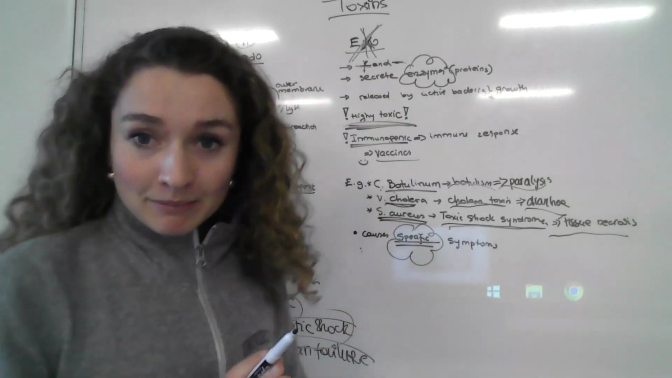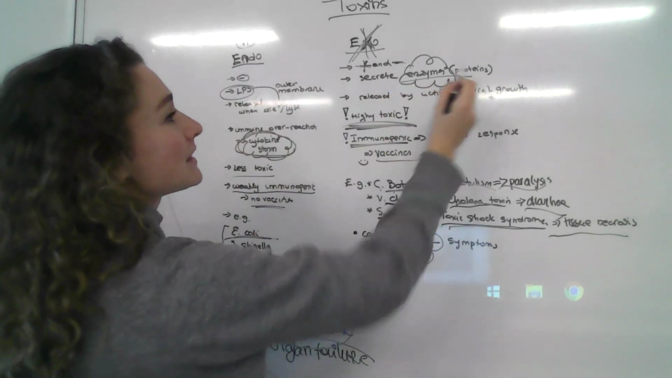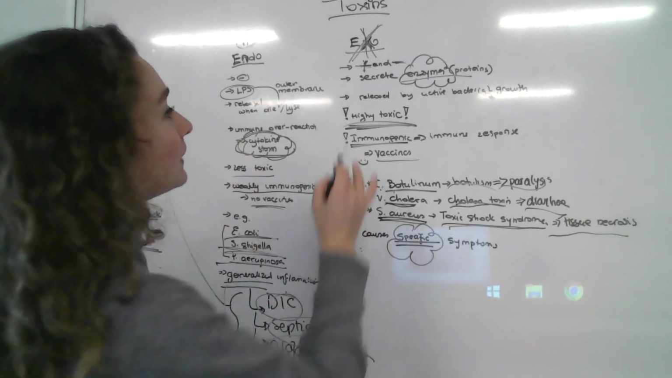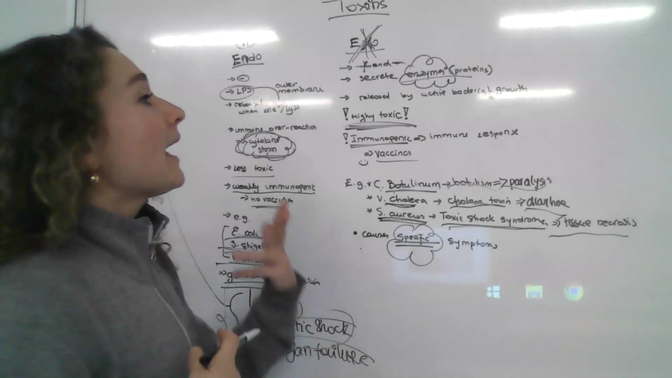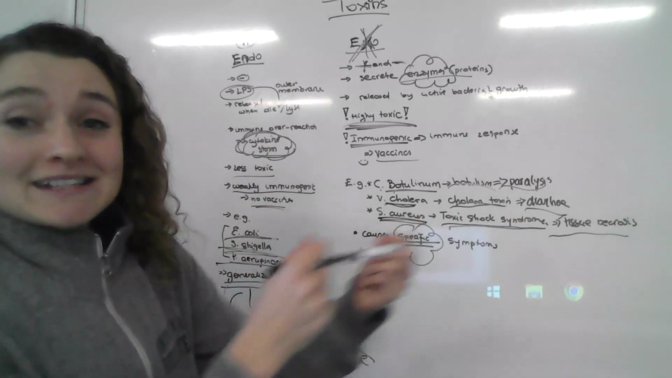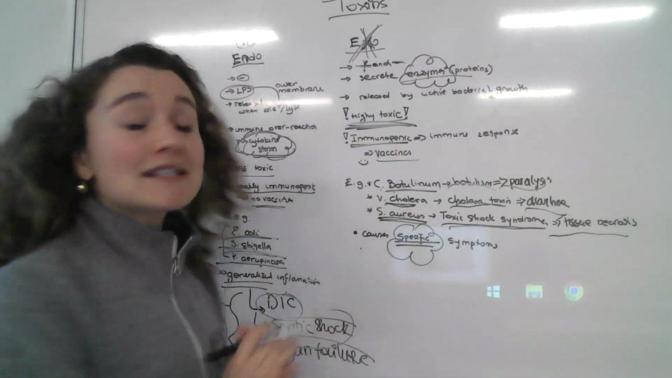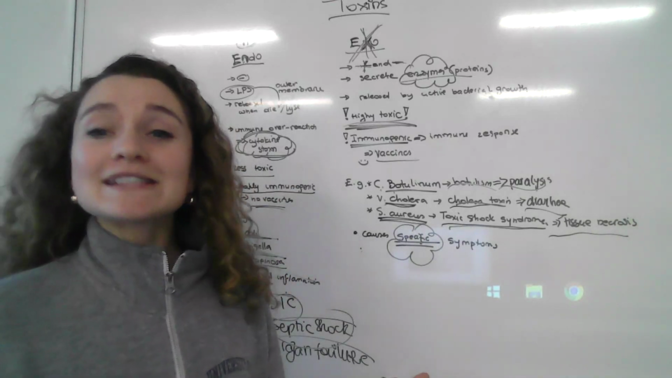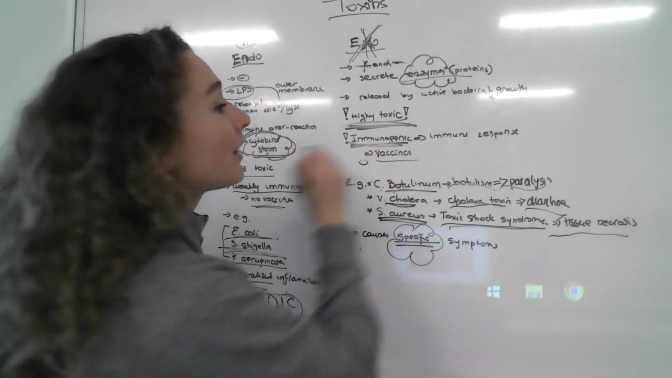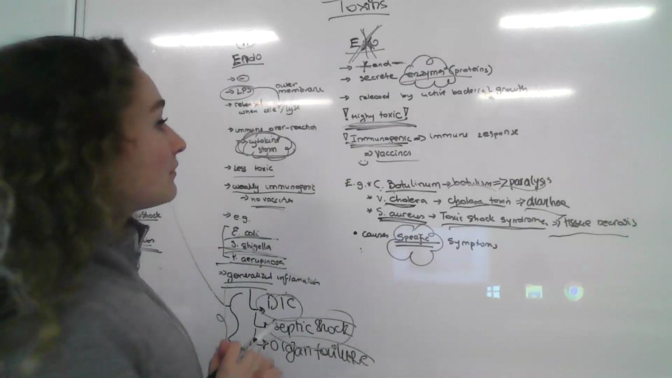So gram-positive and gram-negative bacteria will release enzymes. And enzymes are what? They are proteins. So these proteins will be released when bacteria are growing. And because they're proteins, they're going to be highly toxic and highly specific. The good news is that we can make vaccines for them. So they are immunogenic, they cause an immune response.